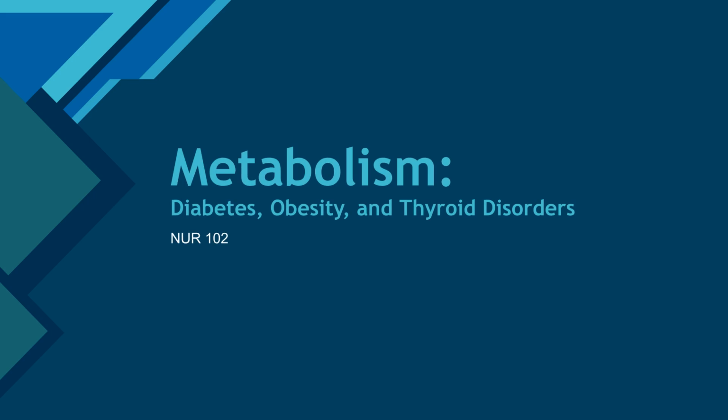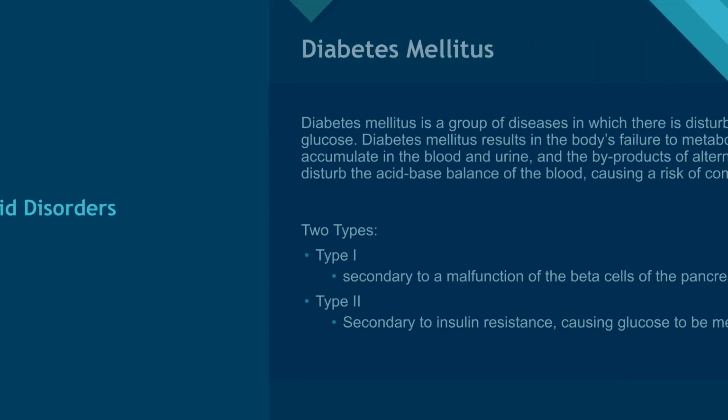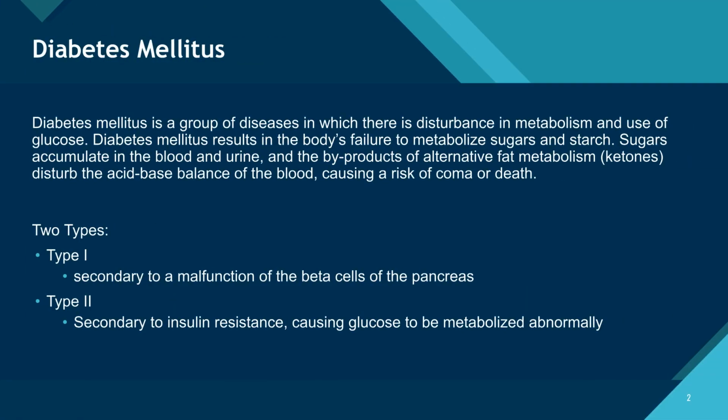Welcome to this video on metabolism, focusing on diabetes, obesity, and thyroid disorders. Diabetes mellitus is a group of diseases affecting glucose metabolism. The body fails to metabolize sugars, leading to accumulation in the blood and urine, which can result in complications like coma or death due to acid-base imbalance.